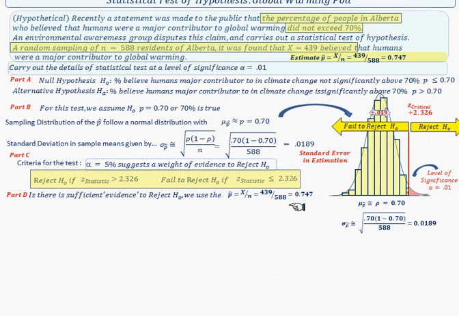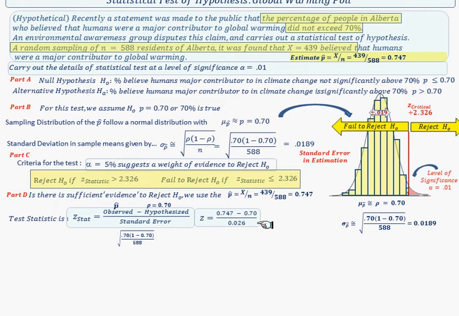Part D, we weigh the evidence. The test statistic, the observed p hat, the hypothesized p value, and the standard error give rise to these values, giving rise to the test statistic 2.487, which is greater than 2.326, and that falls in the right tail of this distribution. Very strong evidence to reject H0.